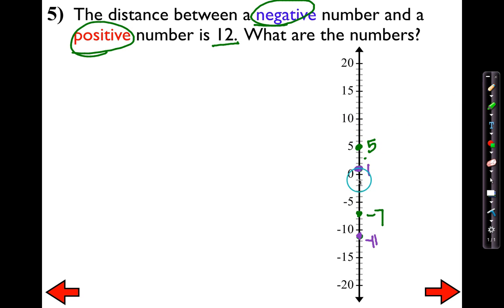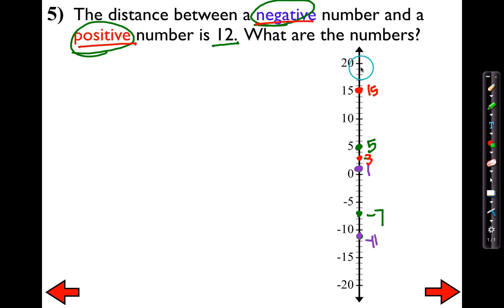What if I started with 15? Could I make it work? Let's see. If I start at 15, to make a distance of 12, we would have to go down 1, 2, 3, 4, 5, 6, 7, 8, 9, 10, 11, 12. This is not a negative number. So would this work? The answer would be no. This wouldn't work because these are both positives and they specifically ask for a negative and a positive number. So let's think, how come 5 worked and negative 7 worked, but 15 didn't work?